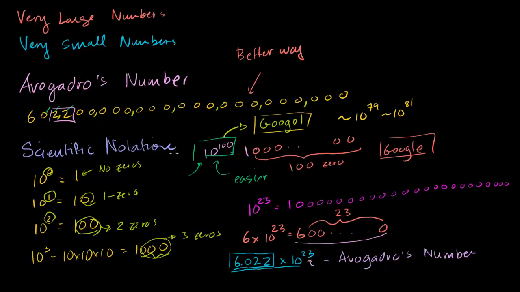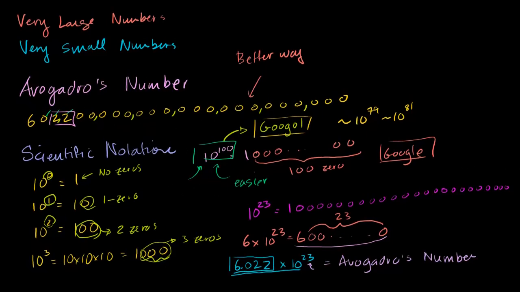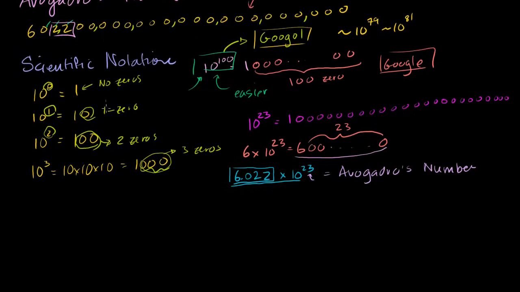Let's do a couple more. I started with Avogadro's number because it really shows you the need for scientific notation, so you don't have to write things like that over and over again. So let's do a couple of other numbers, and we'll just write them in scientific notation. So let's say I have the number 7,345, and I want to write it in scientific notation.